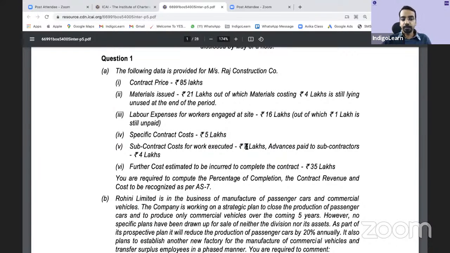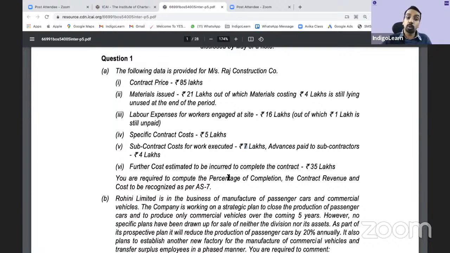Say you have taken a contract, you have given it to somebody on a subcontract basis. So the cost incurred there is 7 lakhs. And on top of it, there is an advance paid to the subcontractor, 4 lakhs. Is the advance relevant to us? No. We'll again follow the accrual basis of accounting, right? And further cost estimated to be incurred to complete the contract is 35 lakhs. You are required to compute percentage of completion.